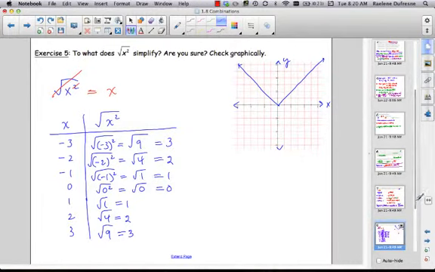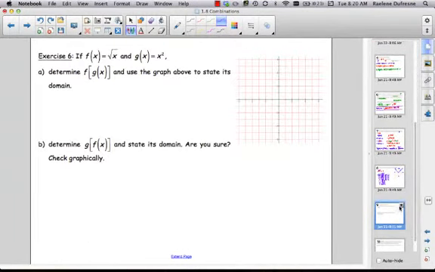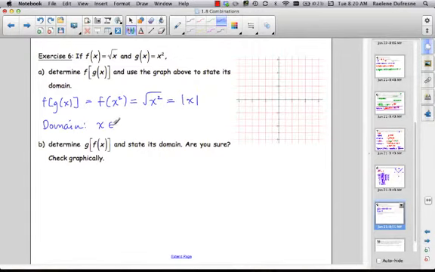Okay, so the next thing we want to talk about is composition involving square root of x and x squared. Go ahead, pause the video, and try A and B on your own. In part A, f of g of x is a composition of f with x squared. F is the square root function, so we are square rooting this stuff, and now we know that this is equal to the absolute value of x. The domain here is x contained in the reals. And we have the graph of absolute value of x again.